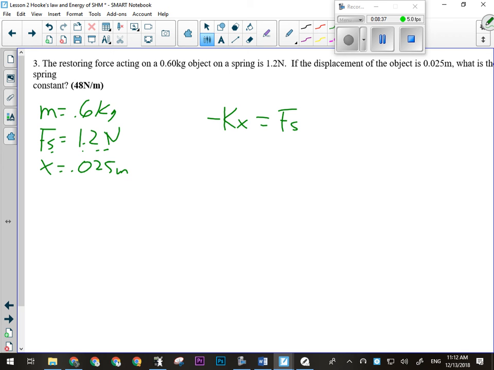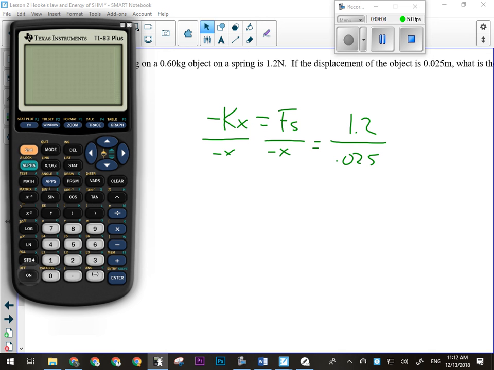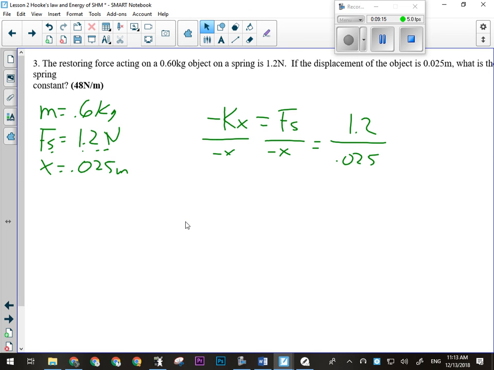So do I have enough here to get the spring constant from this formula? Yes, I do, as long as I divide negative x over to the other side. So I'm going to take the force, which was 1.2, and divide that by 0.025. And then I should get my 48 newtons per meter. Right, 1.2 divided by 0.025. Come on, turn on. 48.